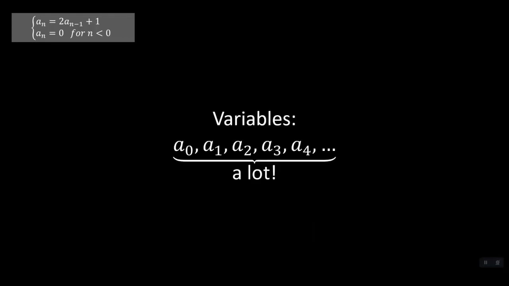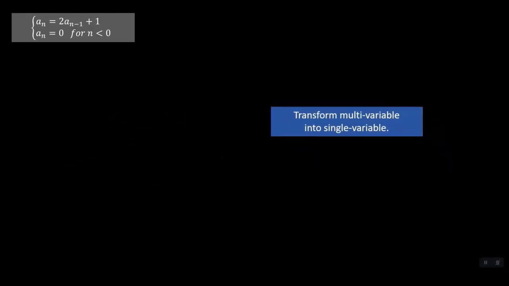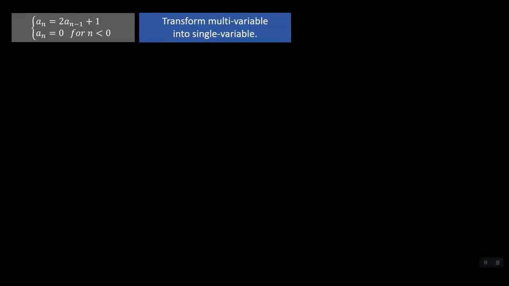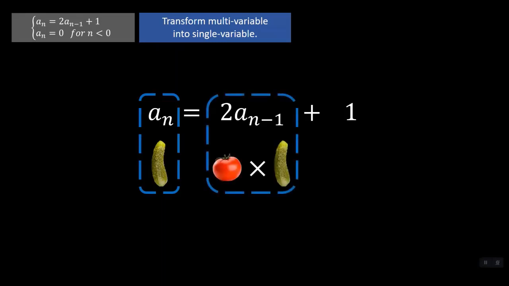One issue we're facing is that there are multiple variables in this problem, A0, A1, A2, etc., and we should solve for all of them. What we would like to do is to transform this multivariable problem into a single variable one. What I mean is that if we're going to transform a of n to, say, a pickle, we would like to transform 2 times a of n minus 1 to a multiple of the same pickle.